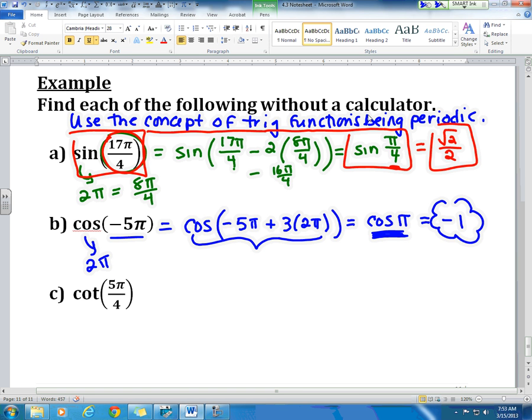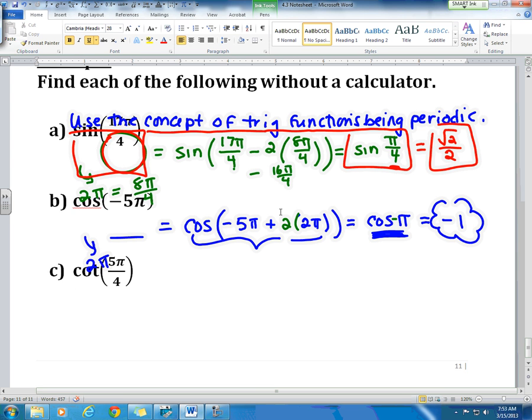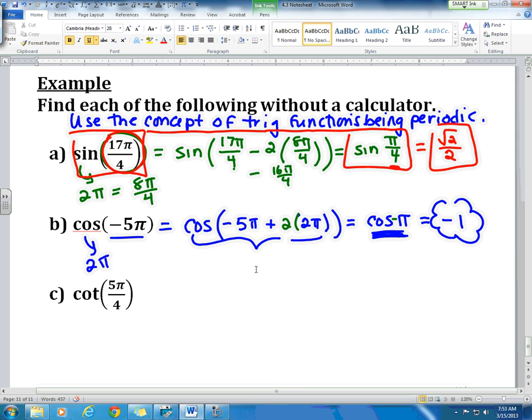Now I suppose someone in here could have just added 2 groups of 2 pi, which would have brought you to negative pi. And negative pi is pretty easy to visualize and get the answer to. So there's more than one way to look at this. But this work right here is using the example of the function being periodic.